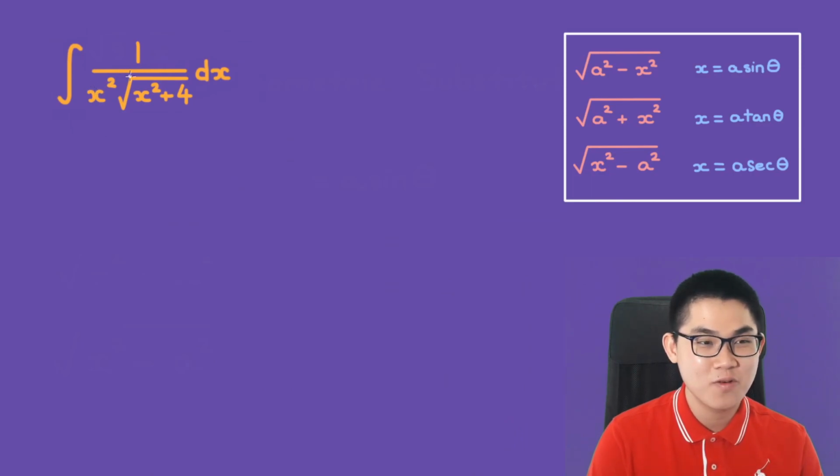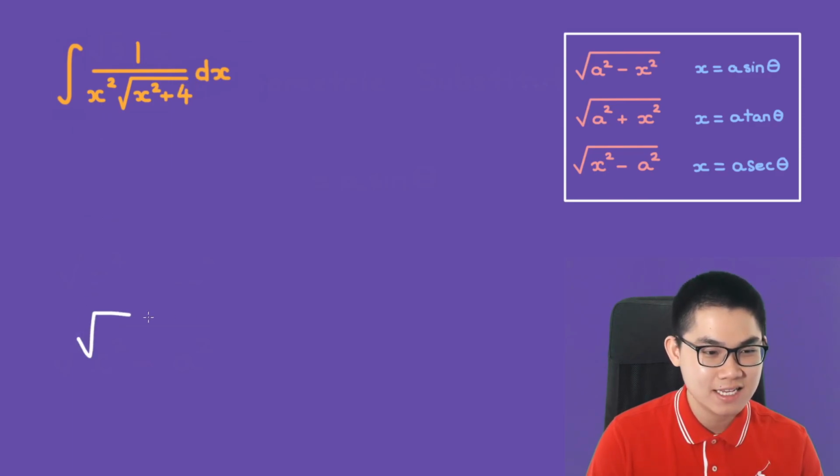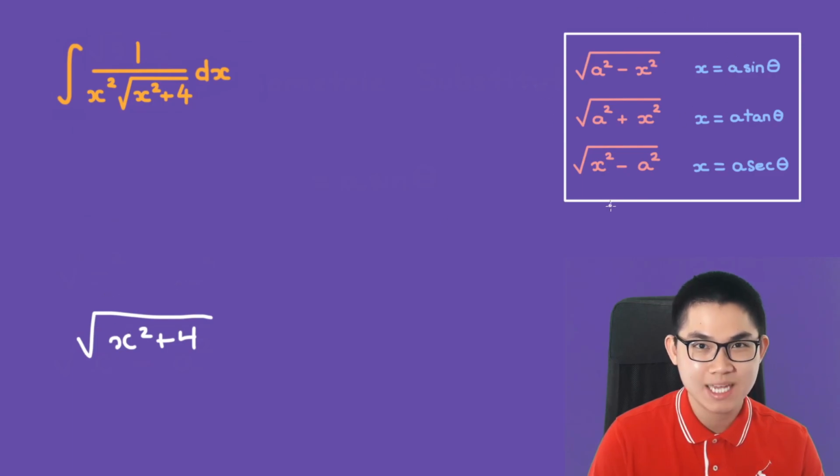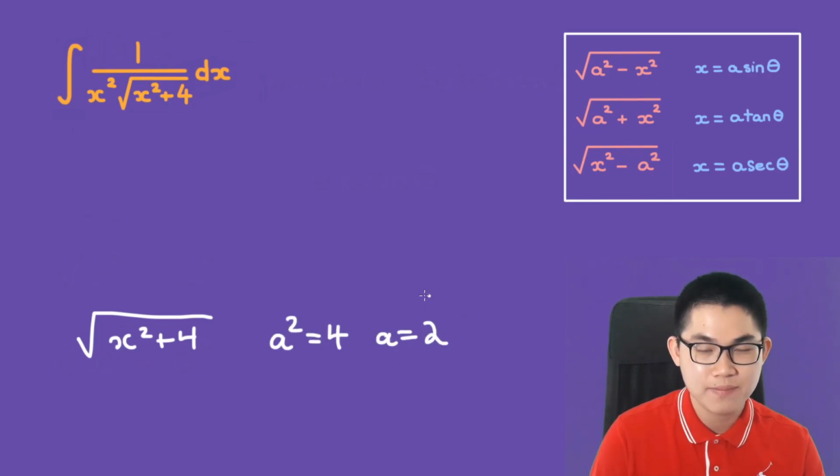The integral of 1 over x squared times the square root of x squared plus 4 dx. We see that there is the x squared plus 4. So let's go ahead and use trigonometric substitution. It's not the first form, but it is the second form. We can see that a squared is 4, so a will be 2. And we only want the positive integer.